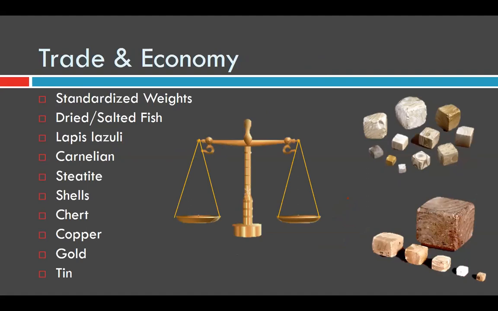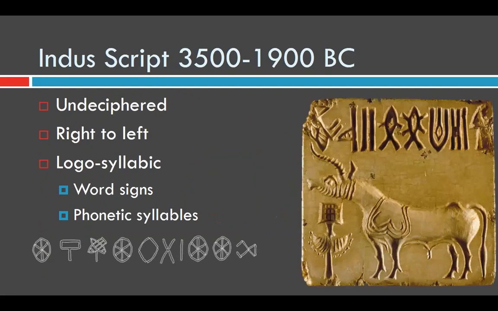Dried salted fish was traded, lapis lazuli, which Afghanistan is very rich in, this blue semi-precious stone. Carnelian, in particular red carnelian for making a bead necklace. Steatite, which is a kind of a soapstone, easy to carve and make beads out of. Shells from the coast, cherts, copper, gold, tin, all show up in their trade and economy.